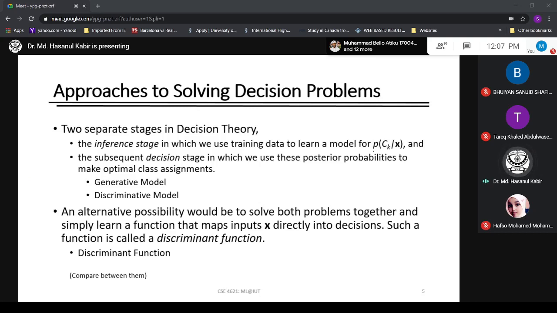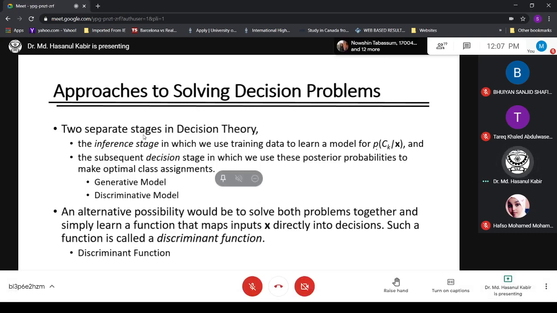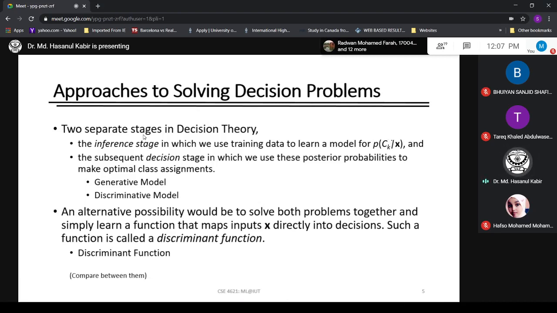We have to compute the posterior probability. Given the sample X, we have to compute the probability of the kth class. It can be class 1, class 2, class 3, and so on, or in binary classification, class 1 or class 0. And the subsequent stage is the decision stage, where we use this posterior probability to take a decision.